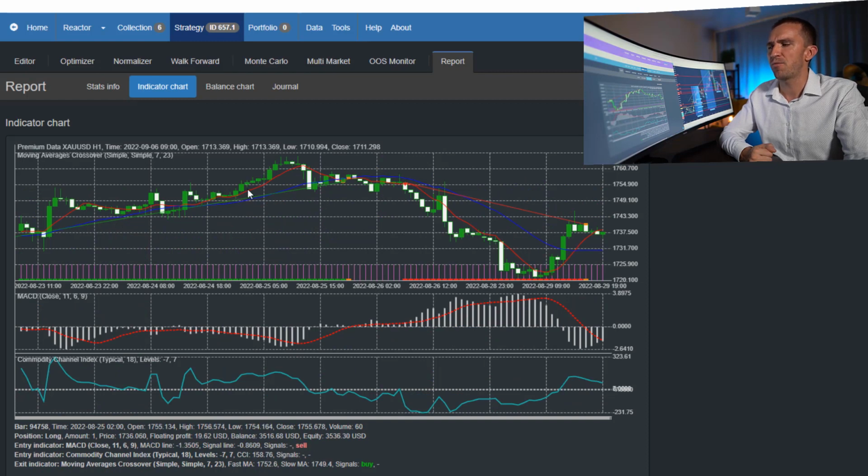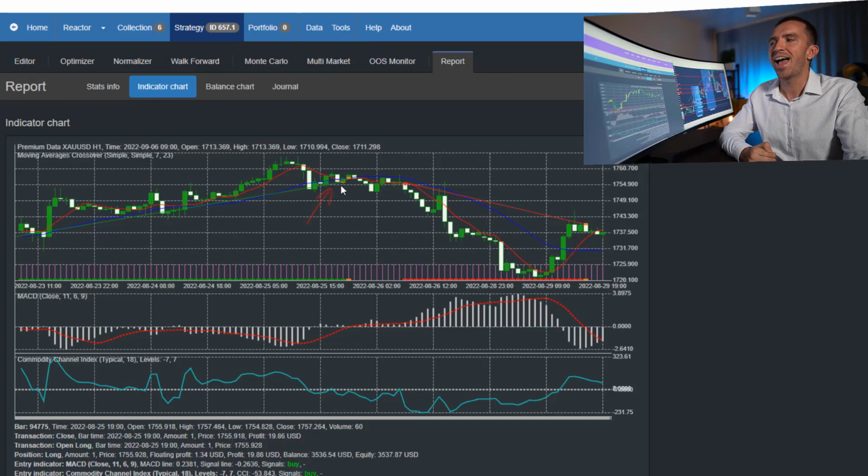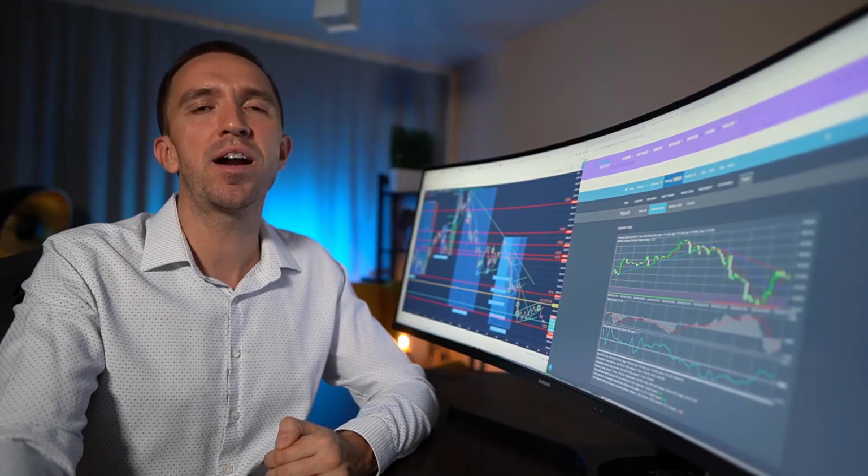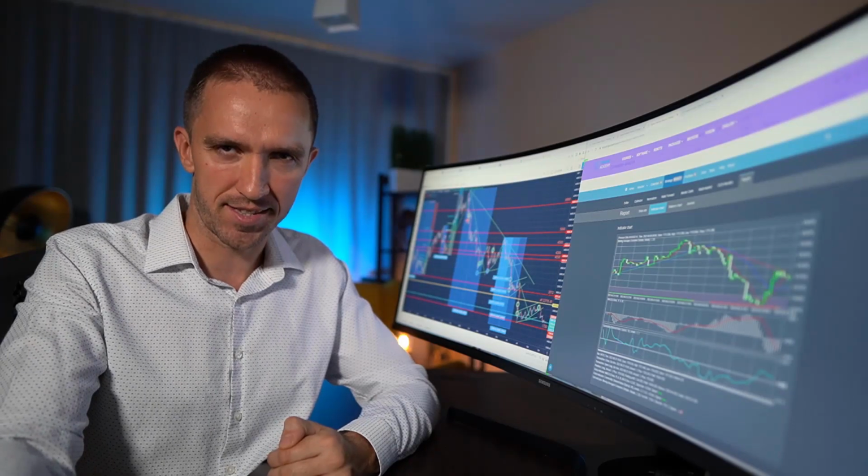Right over here we have two moving averages, right? The red one is the fast one and the blue one is the slow one, 23, and the red one is 7. So you can see that the fast moving average follows the price way quicker, and when the market turned downwards, the fast moving average crossed the slow moving average at this point, and on the opening of the next bar we closed the trade.